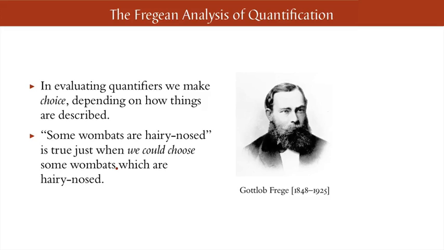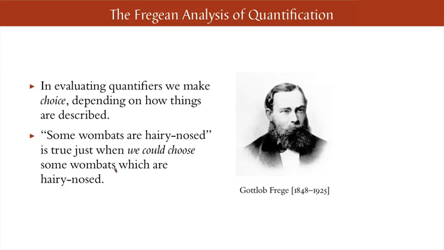So it was for reasons such as this that the 19th and 20th century saw a revolution in the way that we understand quantifiers. In the work of logicians like Gottlob Frege, we've come to understand quantification in a very different way. In evaluating a quantifier expression, we don't just name a subject to be described. We make or describe a choice. "Some wombats are hairy-nosed" is true just when there's a choice of wombats that could be made where the wombats chosen are hairy-nosed ones.